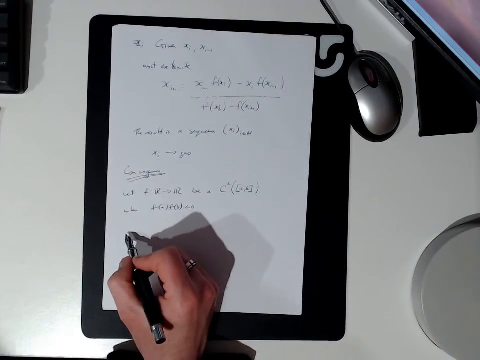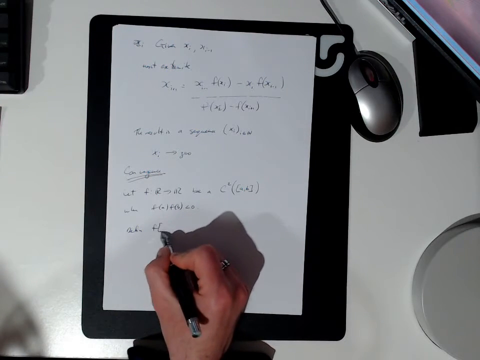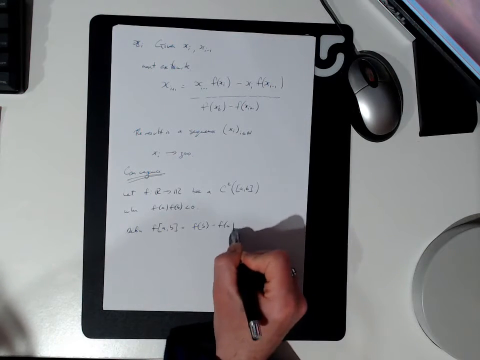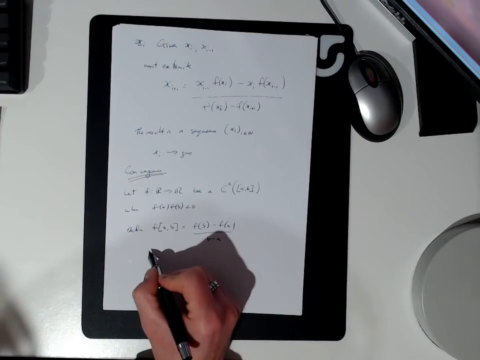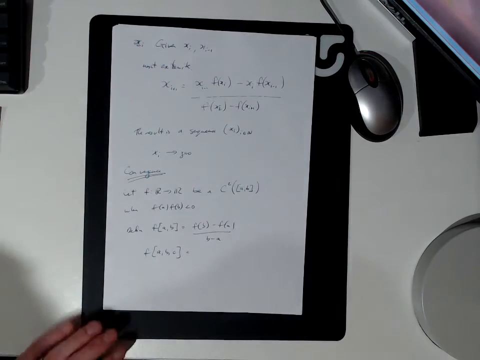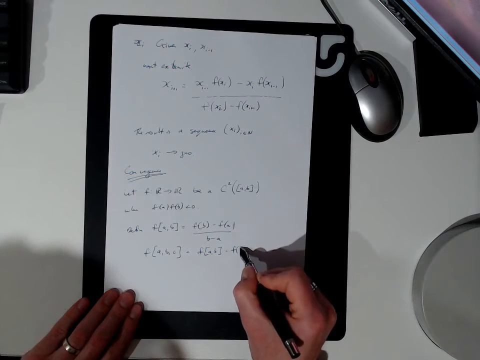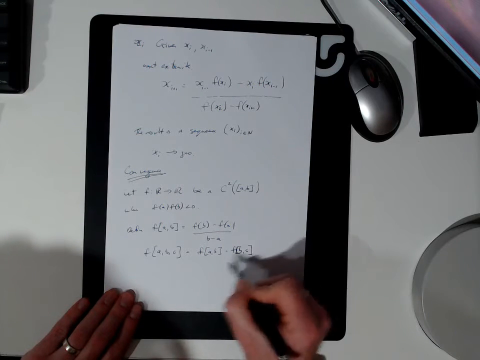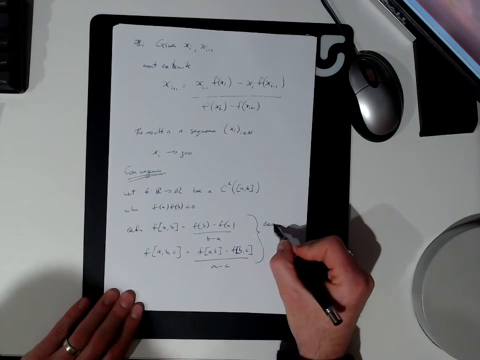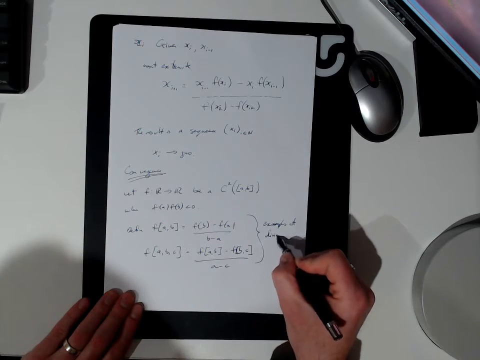Okay, now some notation. Define f[a,b] to equal (f(b) minus f(a)) over (b minus a), and f[a,b,c] to be equal to (f[a,b] minus f[b,c]) over (a minus c). And these are examples of something called divided difference notation.